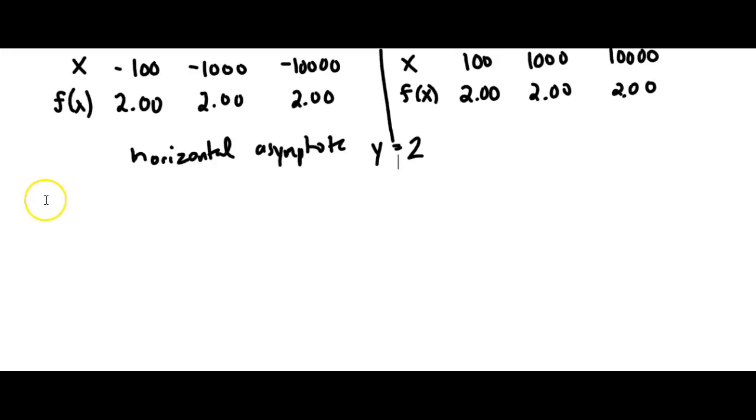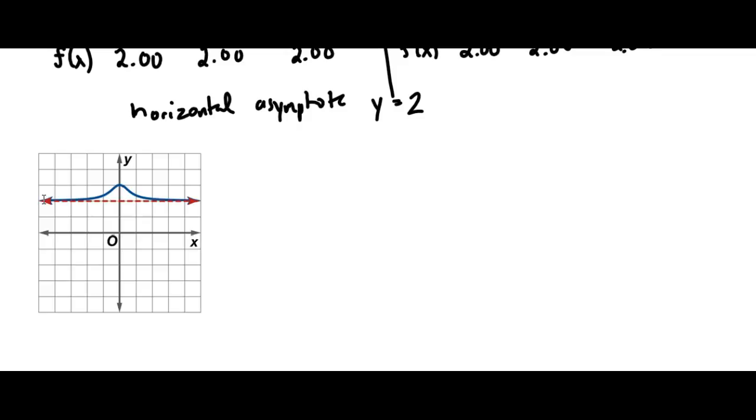And that time we did it without the graph, but if we really wanted to, we could bring in the graph. And as you can see, as x goes to infinity to the left, you've got an asymptote at 2, and the same as it goes to the right.